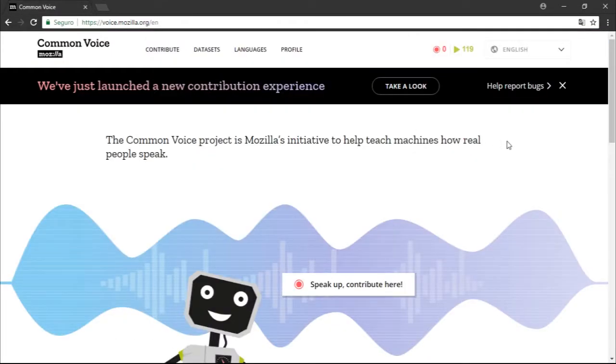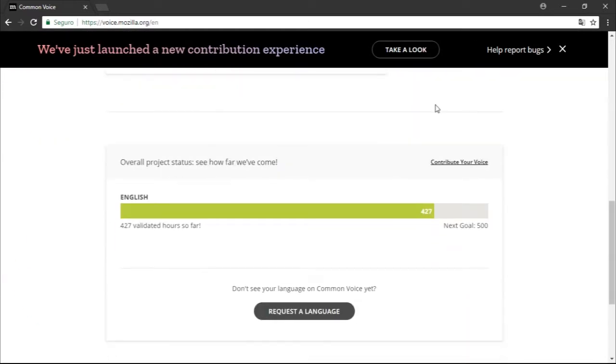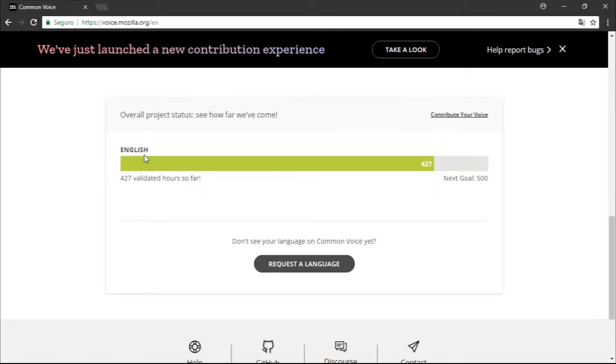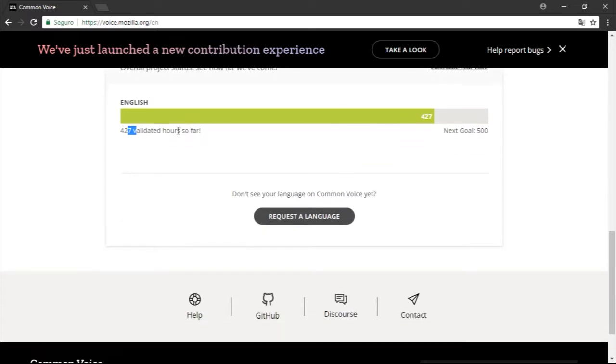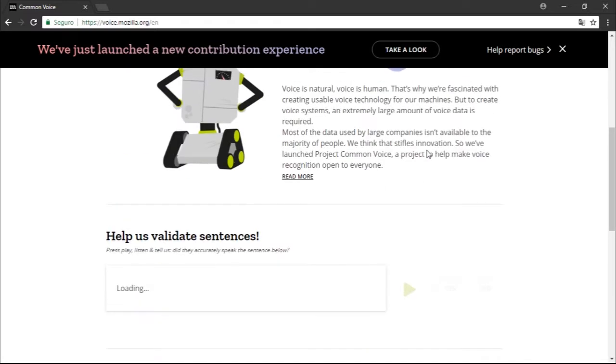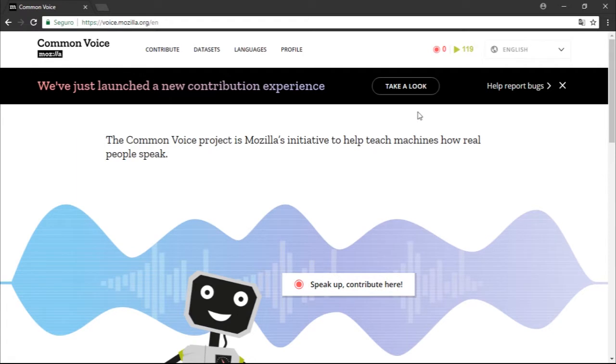Let's come back. And right here, you can see how many hours we have so far for the English dataset, which is the main dataset. There are 427 hours validated, and you guys could help the project by giving your voice. I'm just gonna show you how you can contribute to this project.